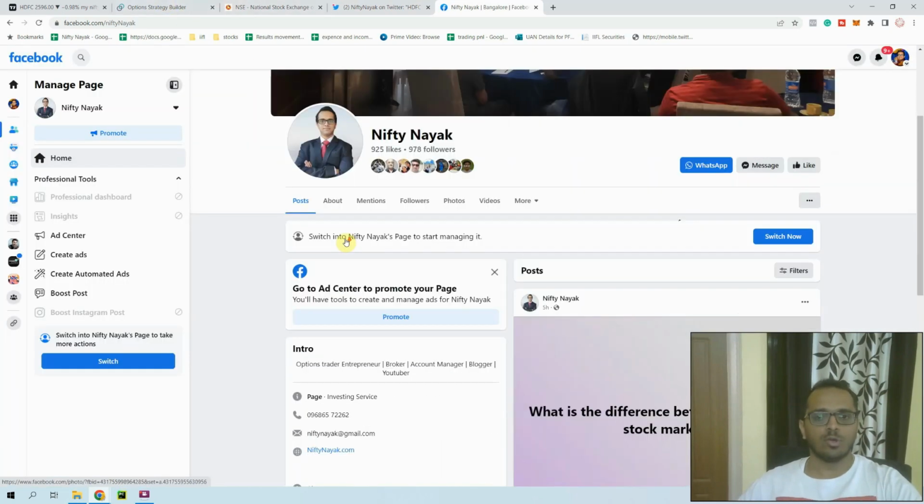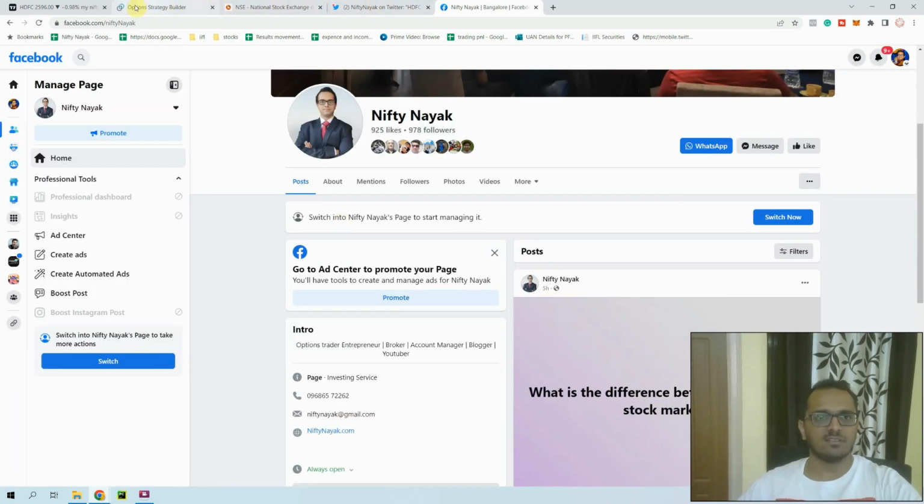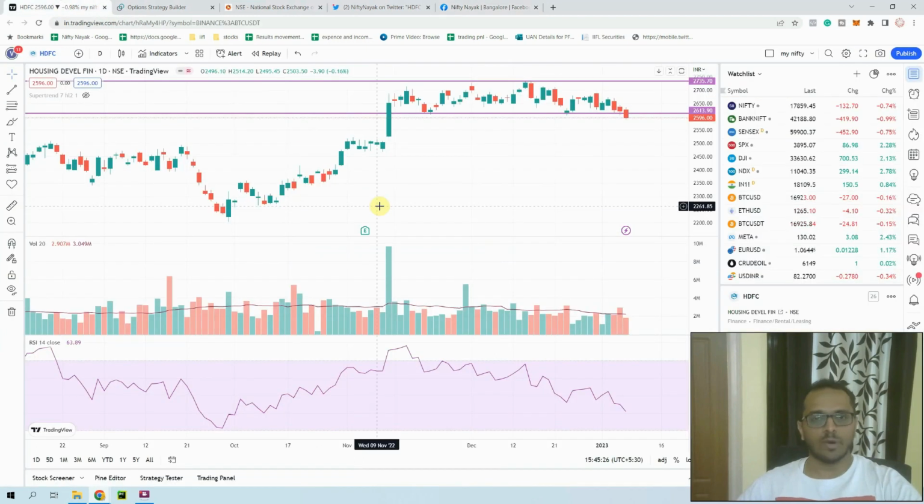I hope you guys can see the screen. Now let me go to my TradingView. Let me tell you the logic behind the trade I'm going to take, how I am going to take it, and what parameters I am going to see before taking the trade.